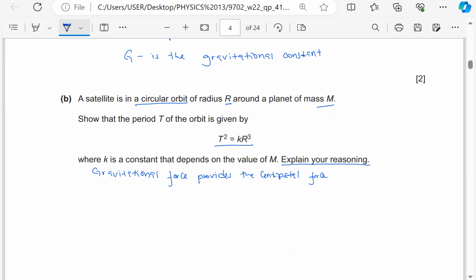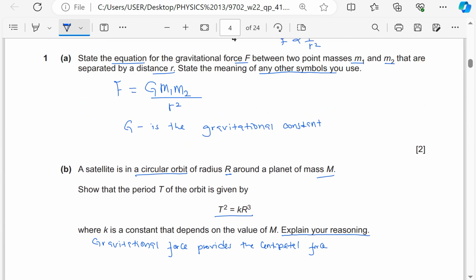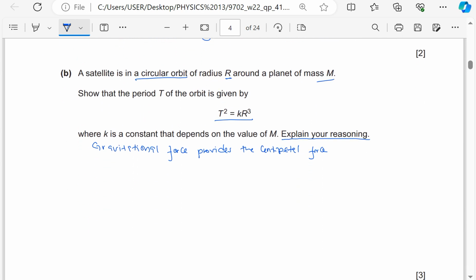Remember, the gravitational force is constant and is always perpendicular to the direction of motion of the particle. Therefore, it does not change the speed, but instead it changes the direction. Therefore, it just provides the centripetal acceleration. So centripetal force is gravitational force. We have already written an expression for the gravitational force in part A. So I'll simply say G capital M, and I'll use small m for the satellite, divided by r squared for the radius of orbit.